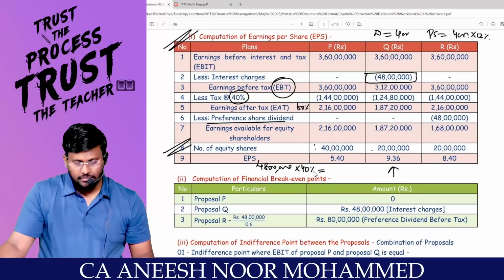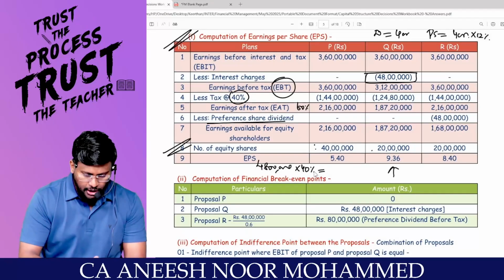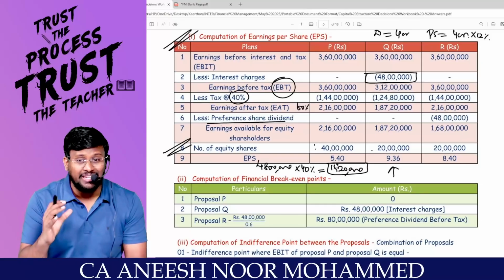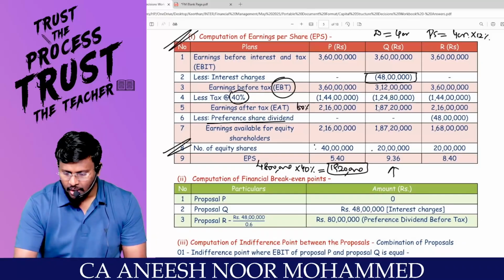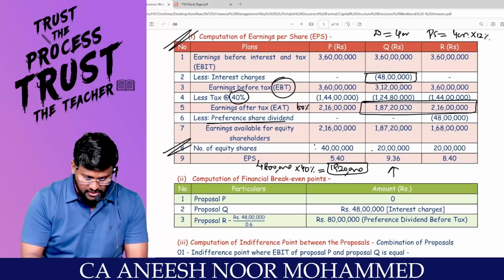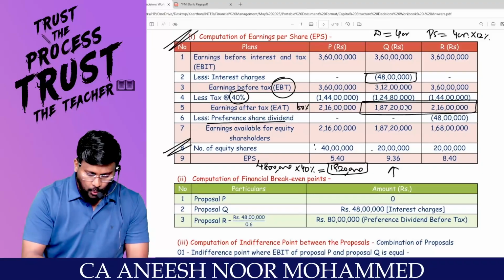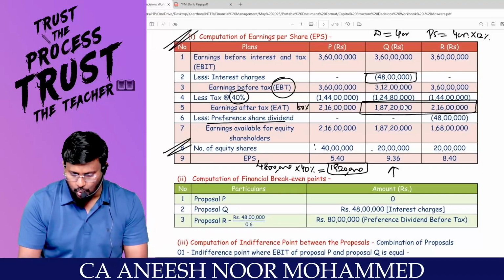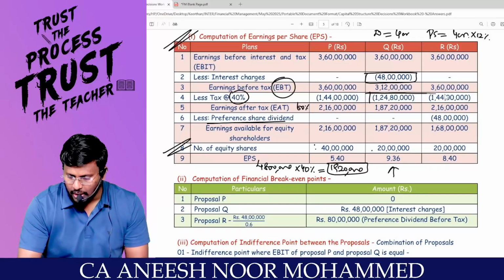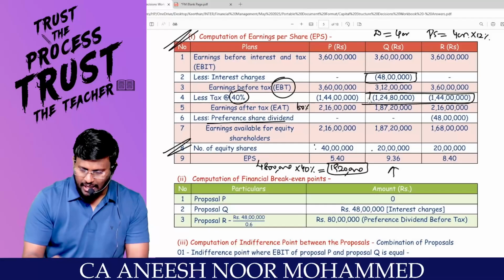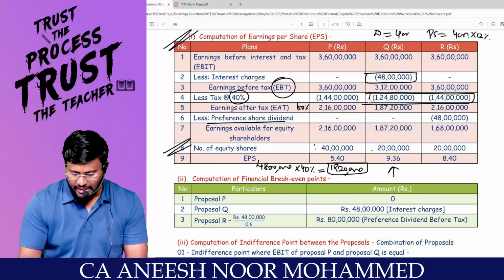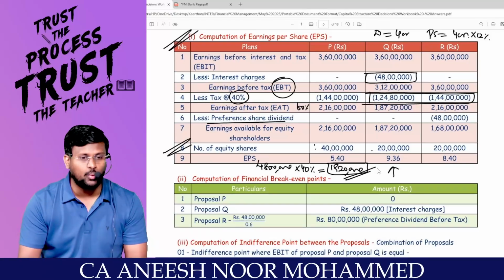At the rate of 40%, 48 lakhs into 40% comes to 19 lakh 20,000 would have been the tax saved. Look at the difference: 2 crore 16 lakh minus 1 crore 87 lakh 20,000... sorry, tax, I wrongly took. 1 crore 44 lakh minus 1 crore 24 lakh 80,000 comes to 19 lakh 20,000.